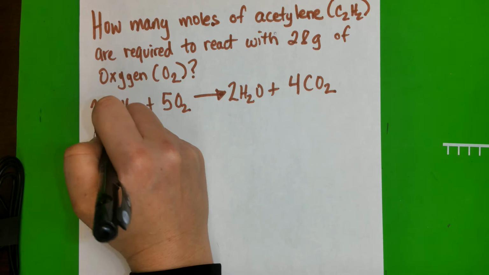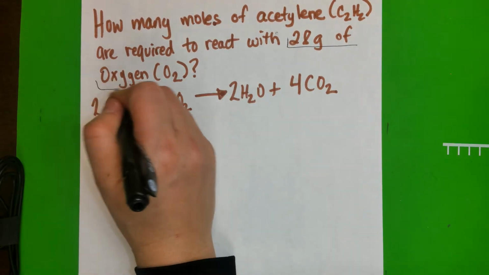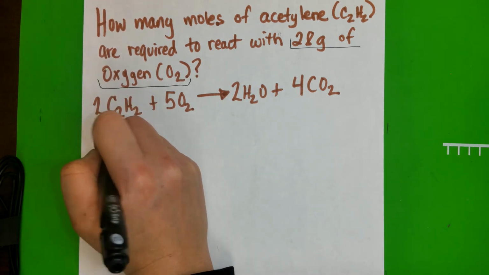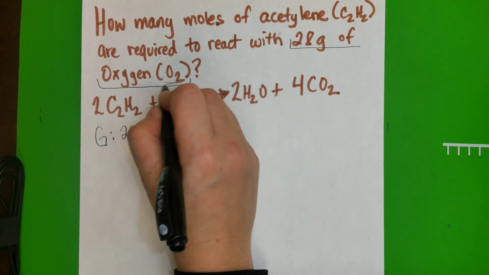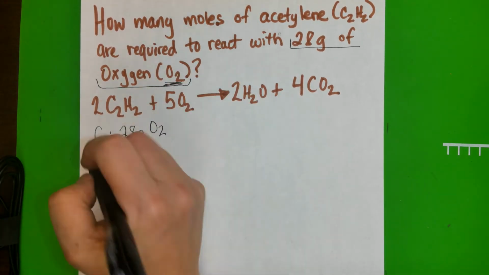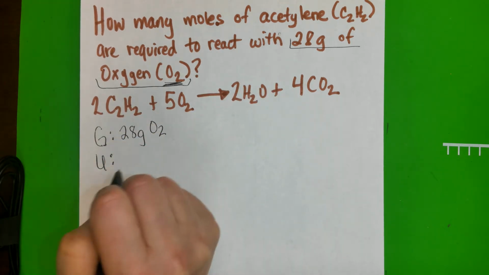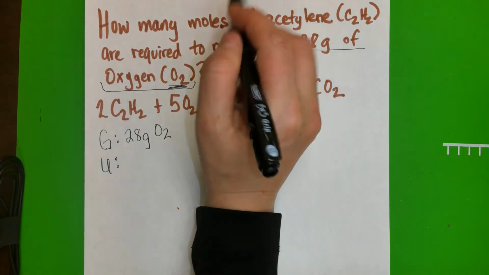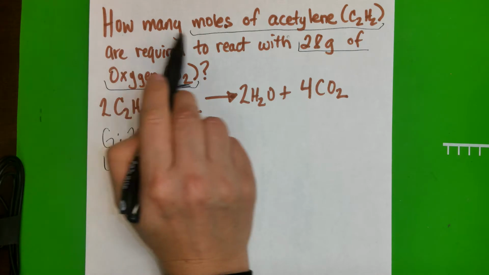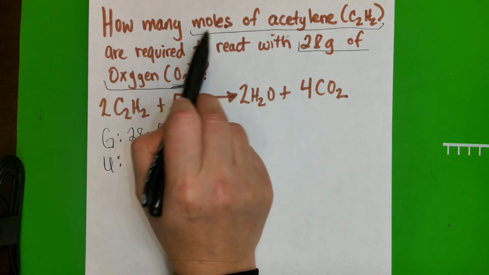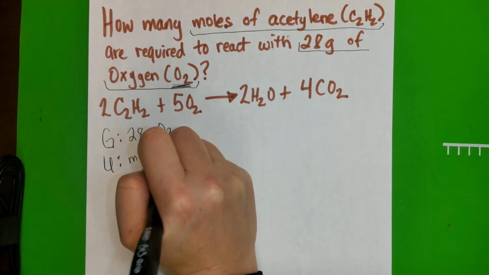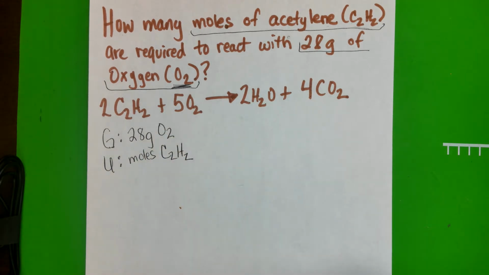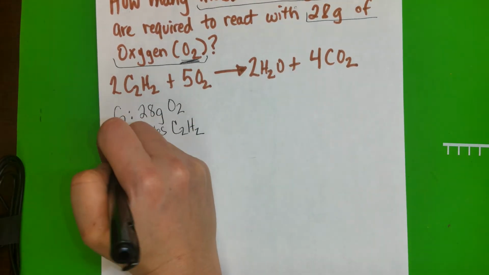Okay, the given is 28 grams of oxygen, so it will be the number that they give you. That's what G means, given number. So 28 grams, and then we're going to put O2. Your unknown, keep in mind that there is no number in your unknown. Your unknown is what we're trying to solve. So really it will be the moles of acetylene, because that's what they're asking for. How many moles, right? So moles, and instead of writing that whole word, we'll just put C2H2.